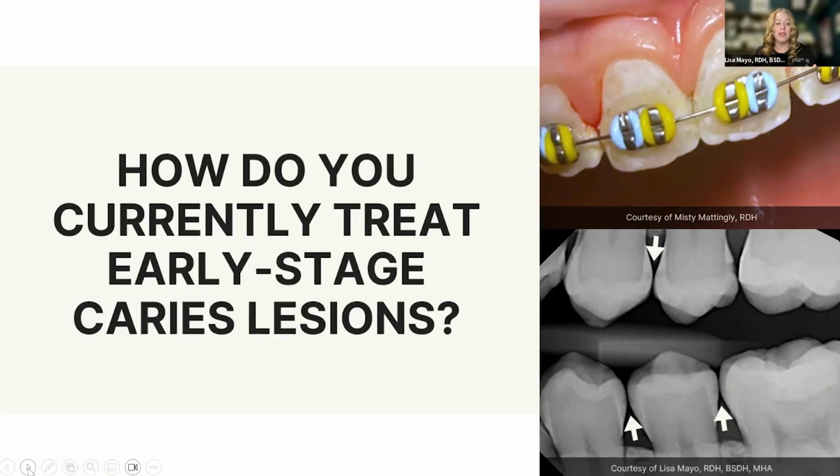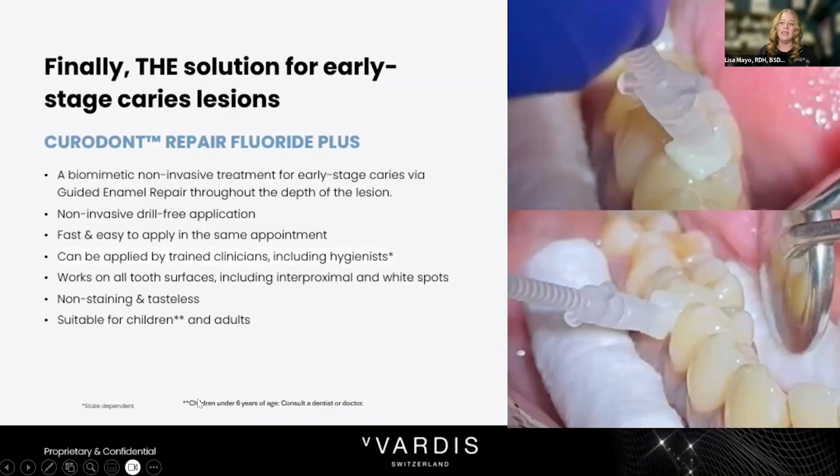And so really for the first time in history in the United States, we finally have a solution for the treatment of early dental carious lesions with a procedure called guided enamel repair. This procedure is performed with Curodont Repair Fluoride Plus, as you can see pictured here on the screen and kind of listed in blue there in the middle of the slide.